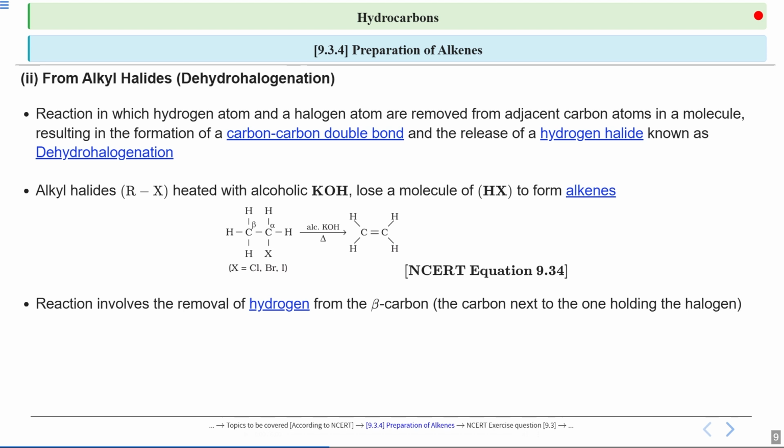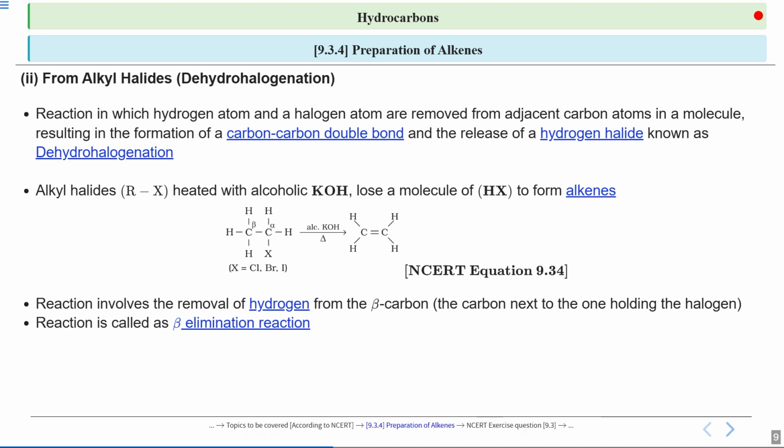Now the reaction involves the removal of hydrogen from beta carbon. Now what is beta carbon here? The carbon which is just next to the carbon containing halogen. So the halogen containing carbon is named as alpha and the next adjacent carbon is named as beta. Now the reaction involves the removal of hydrogen from the beta position, the carbon next to the one holding the halogen. Therefore, it is also named as beta elimination reaction.